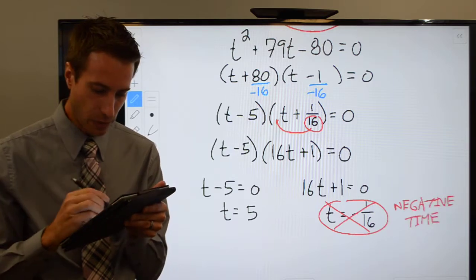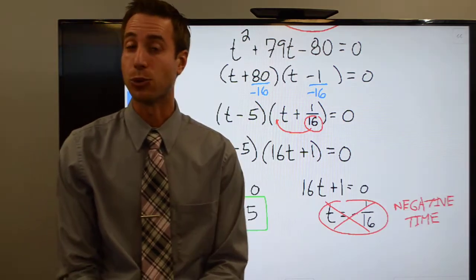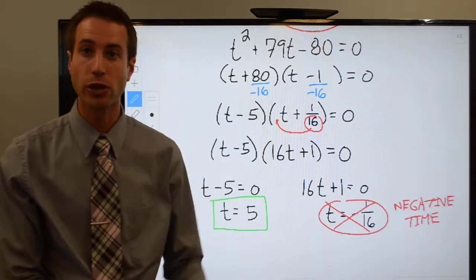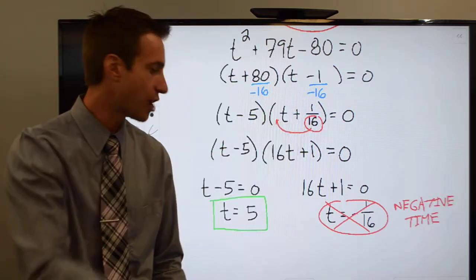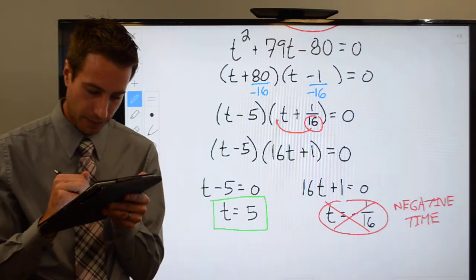So what does that do? Well, that leaves me with just one option. T is equal to 5. So for this particular equation, when throwing that javelin, it is in the air for 5 seconds.